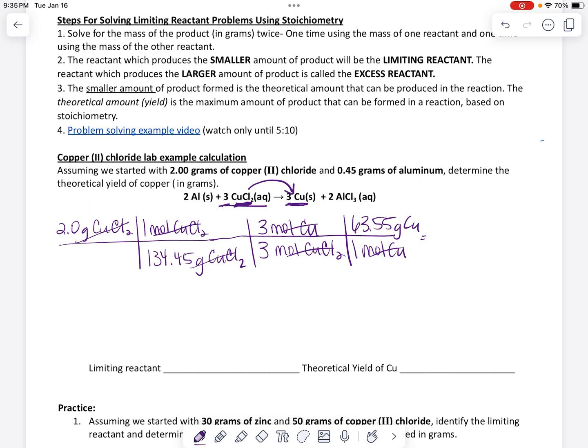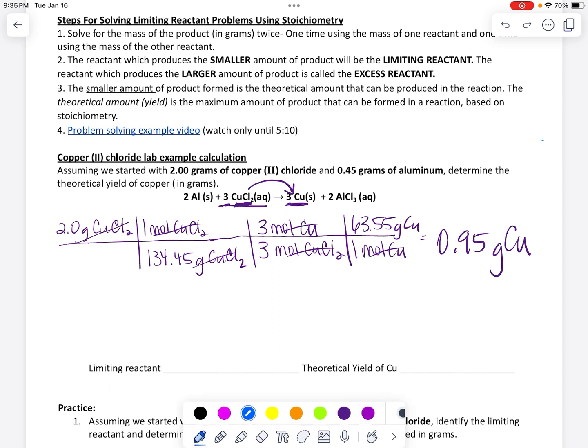I multiply everything in the numerator, divide by everything in the denominator, and I get 0.95 grams of copper. So theoretically, if I have 2 grams of copper chloride, I will make 0.95 grams of copper. Okay? And in first semester, we'd be done. But now we know how much of the other material we have as well. So I need to figure out, well, how much product will that make? Because if it can't make this much and it runs out first, I'll actually be limited by the other one.